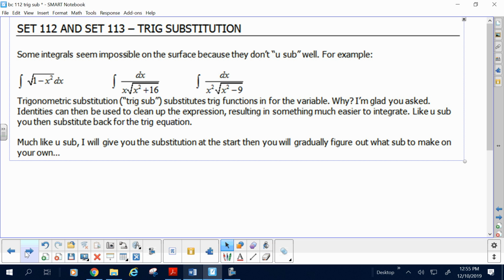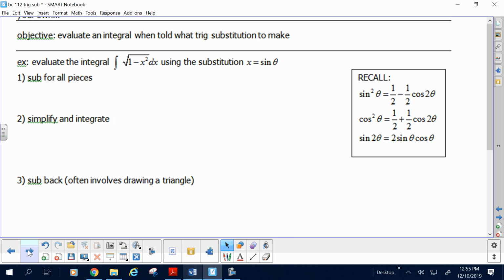Like u-sub is usually taught, typically the teacher first tells you what to make u, and then you get used to how u-sub works, and then eventually you need to figure out what to make u. Do you agree? Trig sub's the same way. I'll tell you today to use this trig substitution, but look for patterns in why, because tomorrow, when it's your choice, you will have a leg up, because tomorrow you're going to have to choose yourself. So here we go. This is what it looks like.